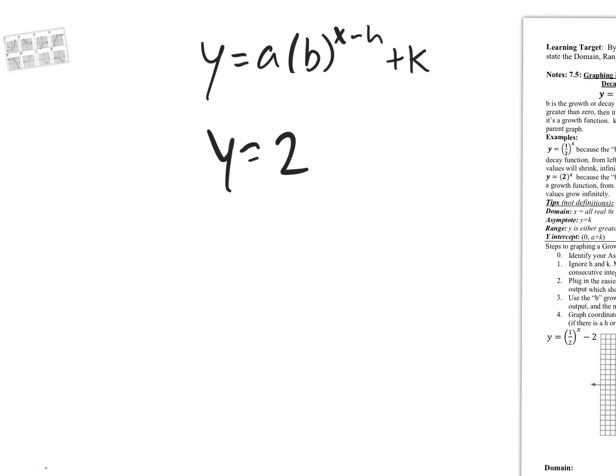Y equals, let's say, 2 parentheses 3 to the x minus 5. That is a growth function. Why? Because the base is 3.